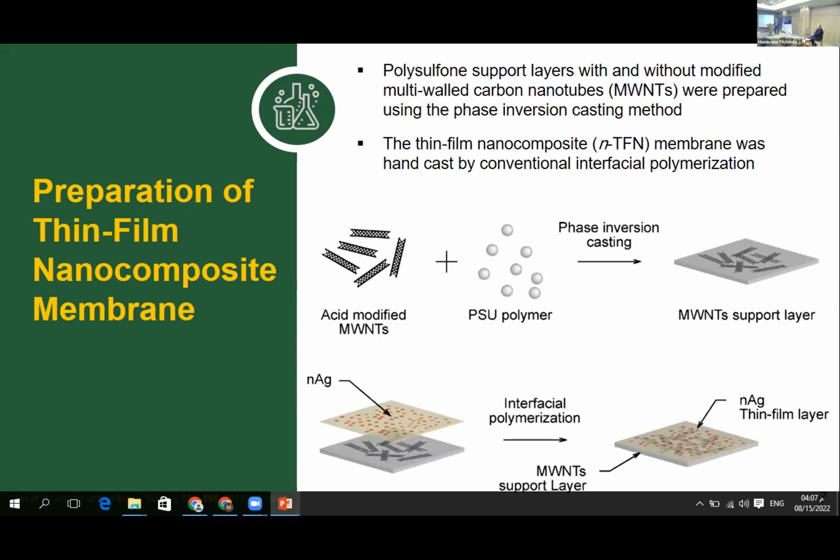So regarding the preparation of the thin film nanocomposite membrane, these are the steps. The polysulfone support layer with and without the multi-wall carbon nanotubes was prepared using the phase inversion casting method, and the thin film nanocomposite membrane was hand cast by conventional interfacial polymerization. As you can see, the steps are on that slide here.